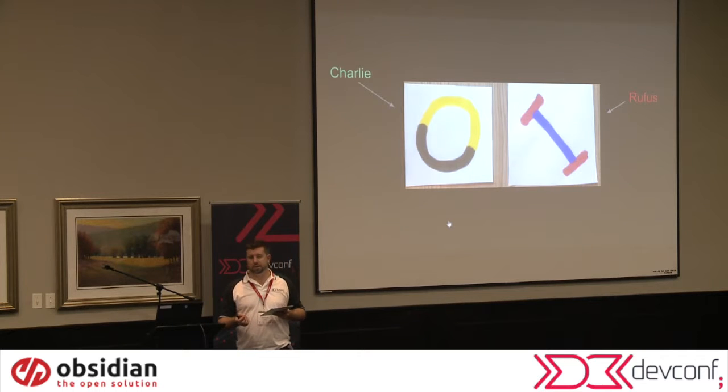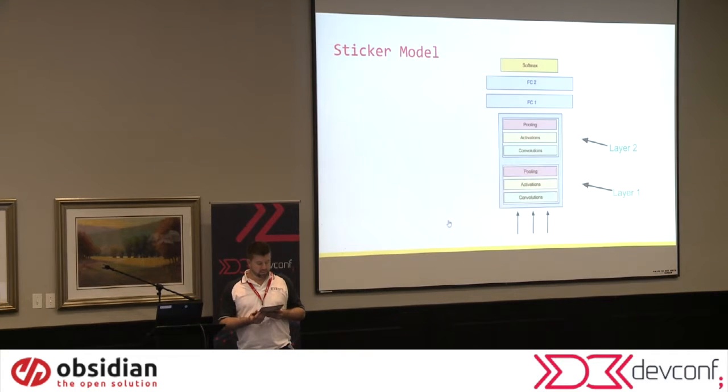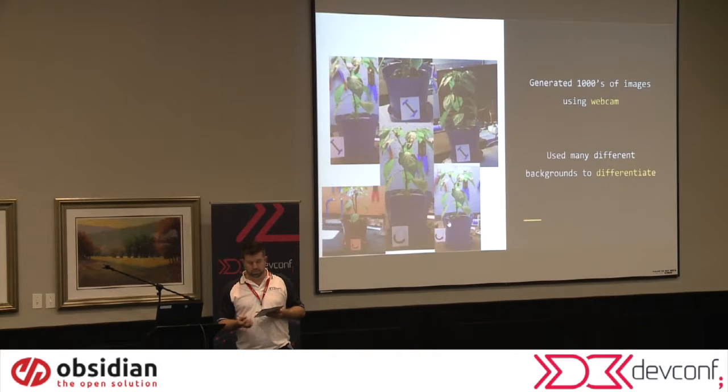Here you can see my stickers for Charlie and Rufus, hand-drawn and completely random. I used a VGG-like convolutional neural network to train the stickers on. Each layer consists of convolutions, activations, and pooling. To train the system, I generated plus minus 3,000 images using a webcam from all sorts of angles and different light conditions. To make sure the model differentiated between the stickers and not the background features, I mixed up the backgrounds.